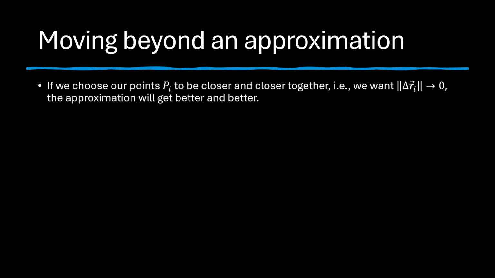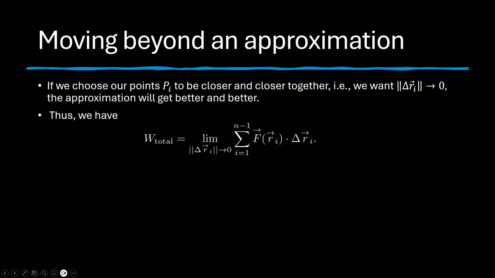So as we let the Pi's get closer and closer together, we see our approximation will become better and better. So the Pi's getting closer together means that the magnitude of those displacement vectors should be going towards 0. So if we do that, then the total work will be exactly equal to the limit as those Pi's get closer and closer together of that sum.